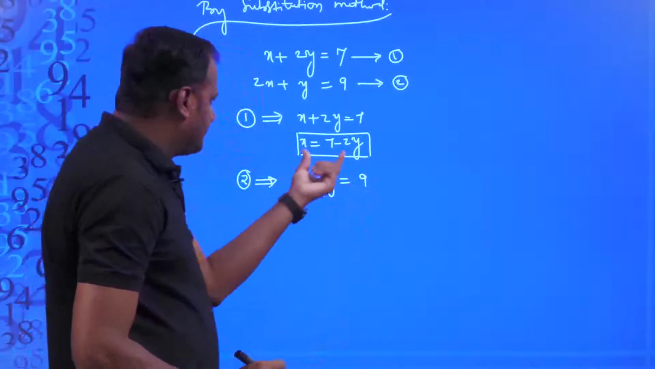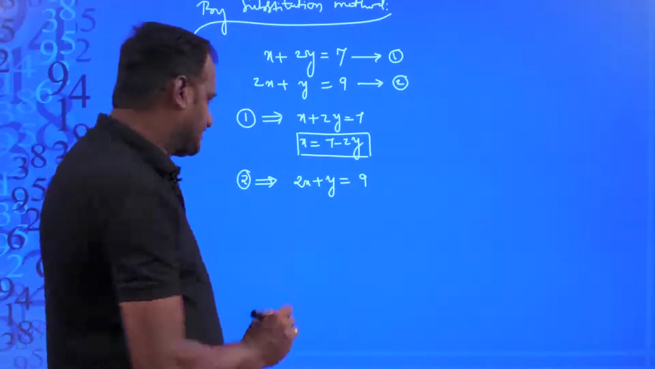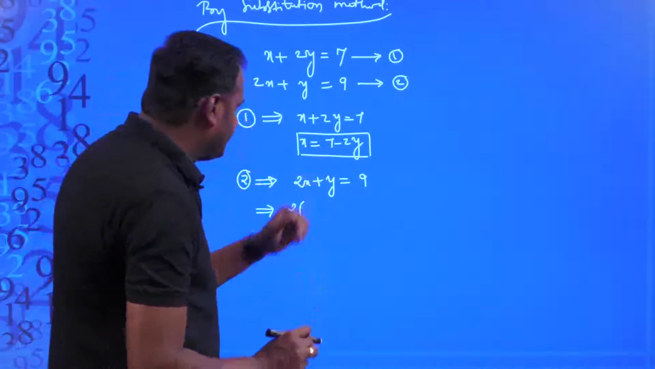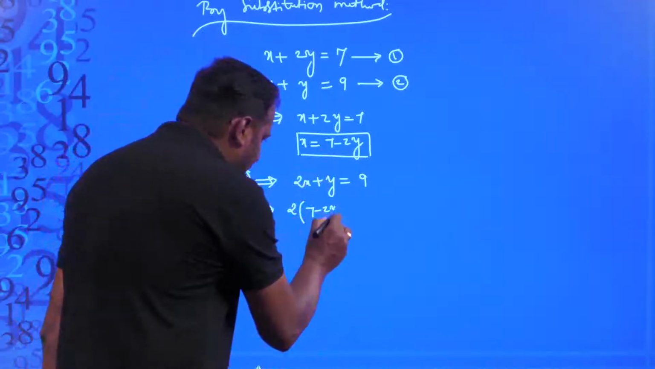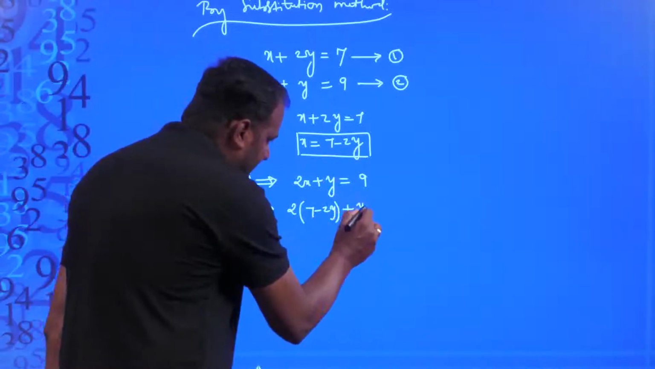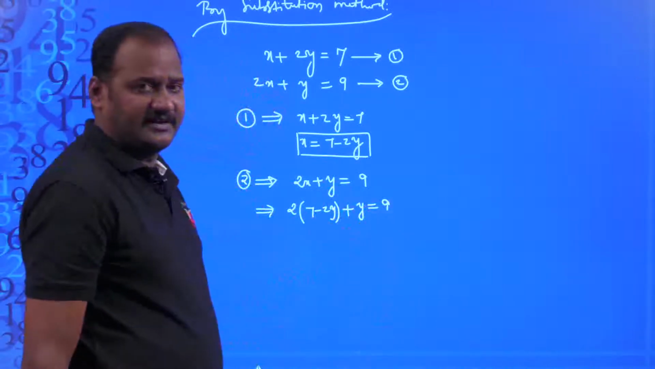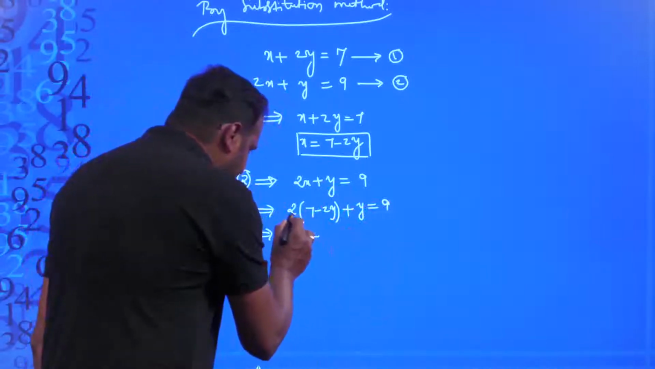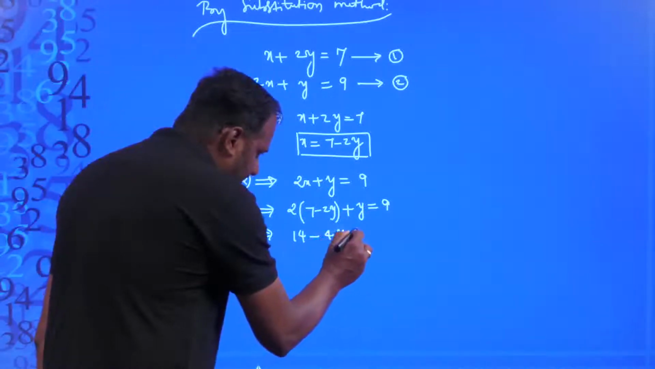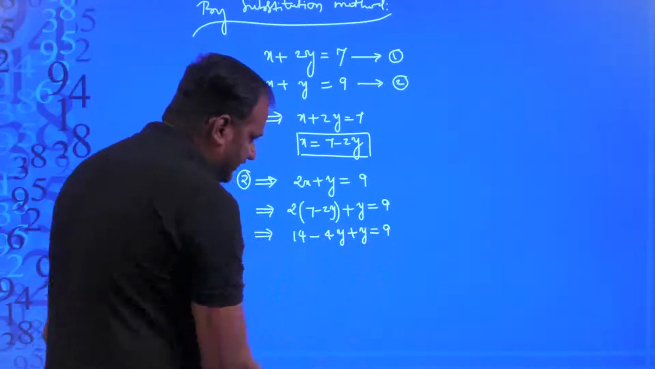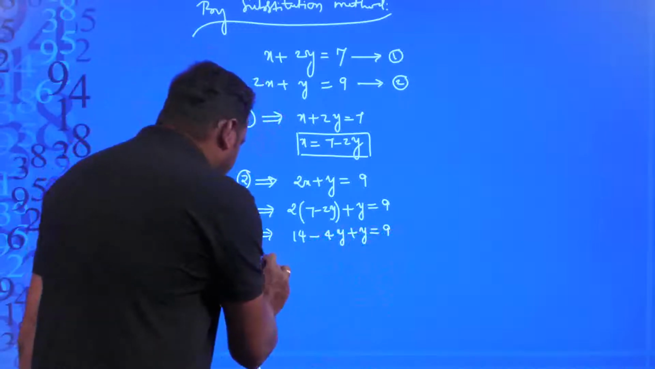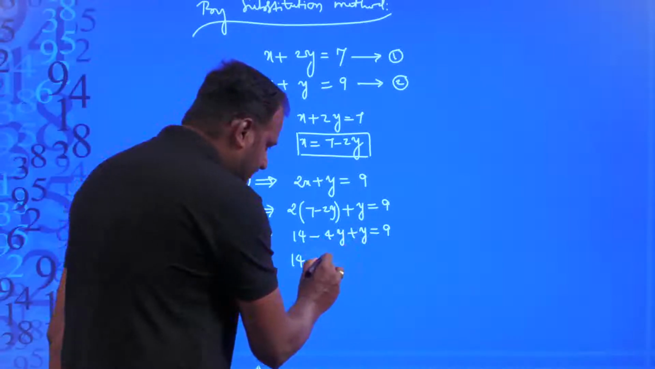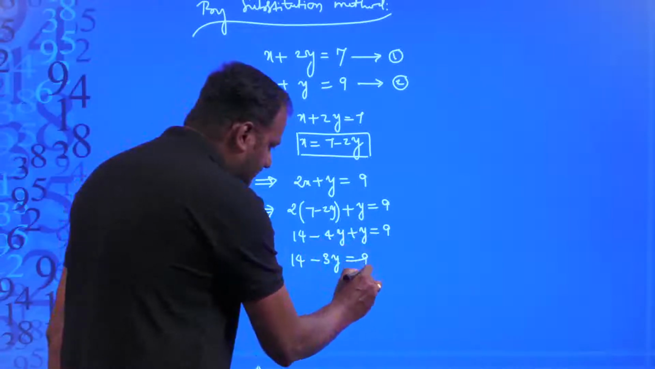Wherever you find x, you will have to substitute 7 minus 2y in the place of x. That implies this is 2x. So, 2 times x is going to be 7 minus 2y, plus one more y is there, y is equal to 9. 2 times 7 is going to be 14, minus 2 times 2 is 4y, plus y is equal to 9. Now, you simplify 14 minus 4y plus y. So, minus 4y plus 1y is nothing but minus 3y, is equal to 9.